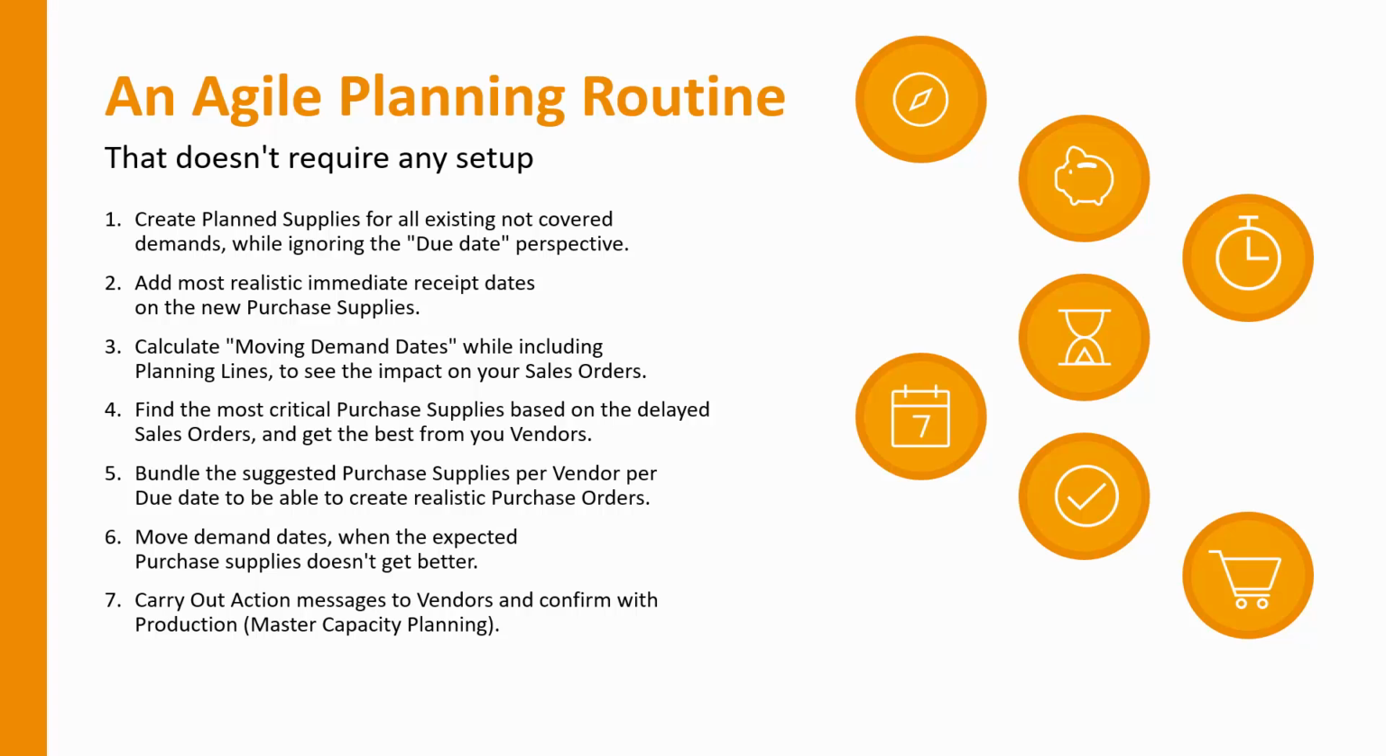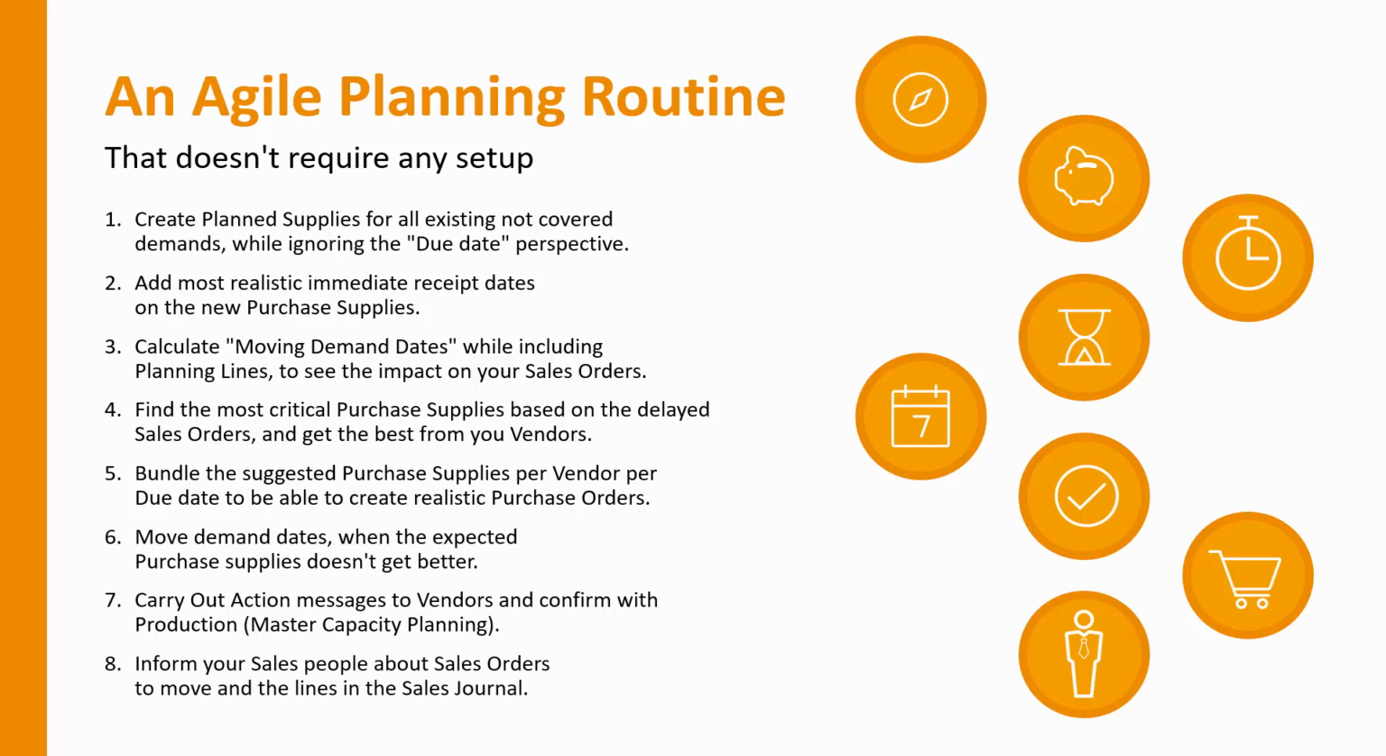And you need to confirm, of course, with your production. And if you're a production company, this is the place where you should do the master capacity planning to figure out if you need to move due dates on the suggested production orders as well. And if you do that, you will need to go back to number 6 and reschedule for the production orders up against the sales orders. If you don't use production orders, you can just leave it here.